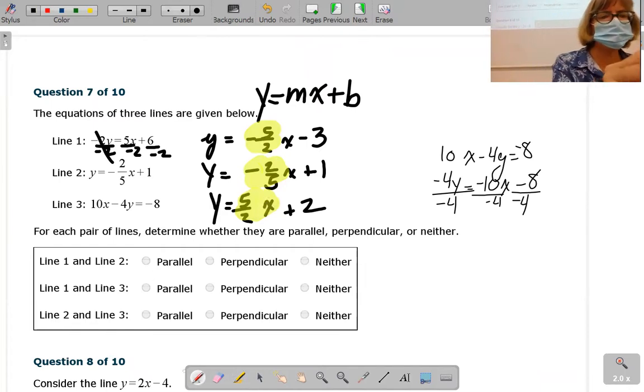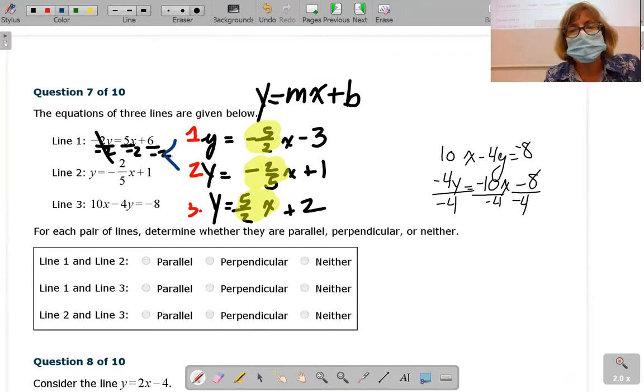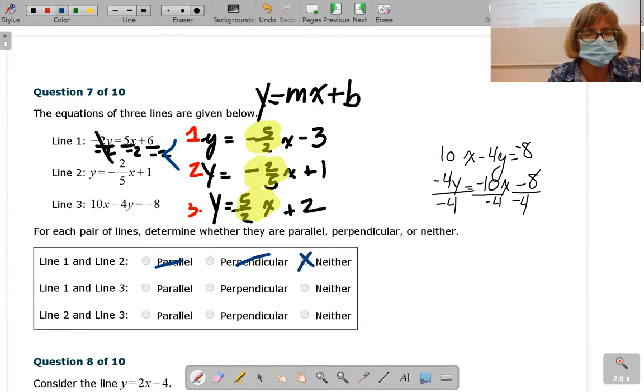And you start comparing. This is line 1, line 2, line 3. So we're comparing, first off, lines 1 and 2. They are not the same, so they're not parallel. They are not opposite reciprocals because both are negative, so they're not perpendicular, so they would be neither.